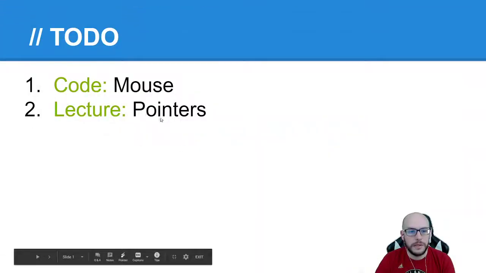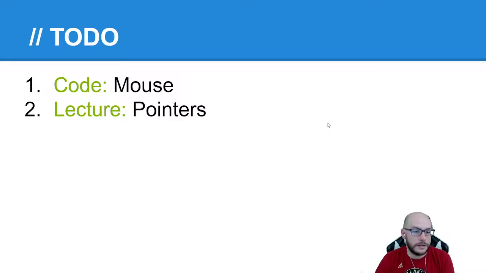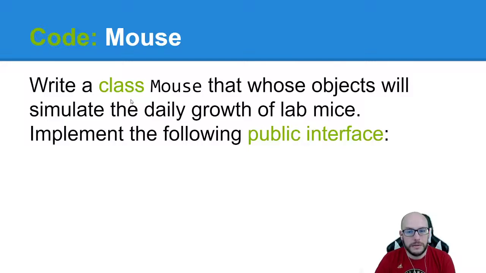All right, this one's going to have a good mix of coding and a good mix of lecturing because we're going to be talking about pointers ultimately. In order to demonstrate this idea, we're going to first do some coding on something called mouse. So write a class mouse whose objects will simulate the daily growth of lab mice.